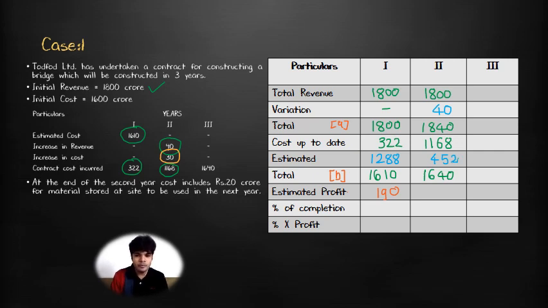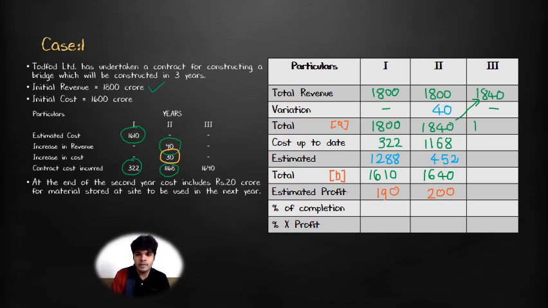So what will the profit? Profit, as we calculated earlier, A minus B. If we calculate in the same way, the profit is now going to be 200. Let us proceed for the third year also. Revenue here is 1840, previously estimated revenue. There is no further change in the revenue, so it is dash.